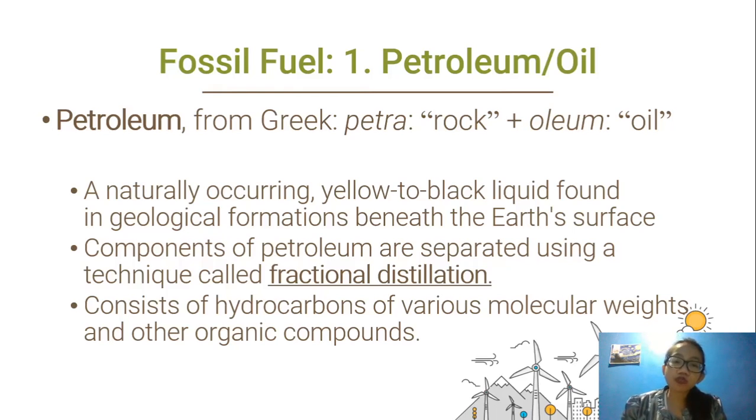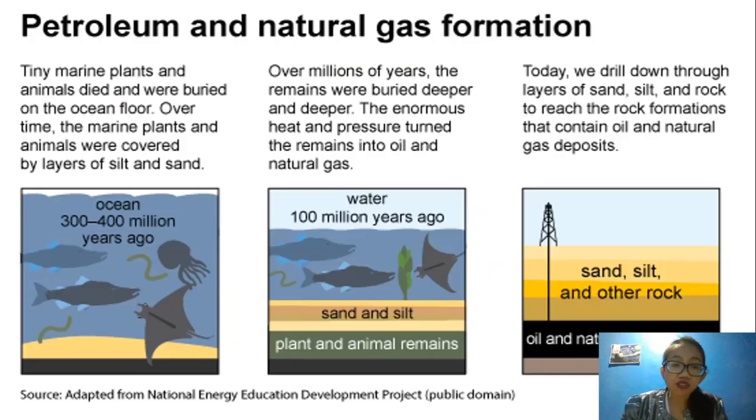Petroleum comes from the Greek word petra, which means rock, plus oleum, which is oil. So literally, it means oil from rocks. Petroleum is a naturally occurring yellow to black liquid found in geological formations beneath the Earth's surface. In order to use petroleum in our society, you have to process it in a process called fractional distillation. So crude oil, which we take from the environment, must be processed through fractional distillation.